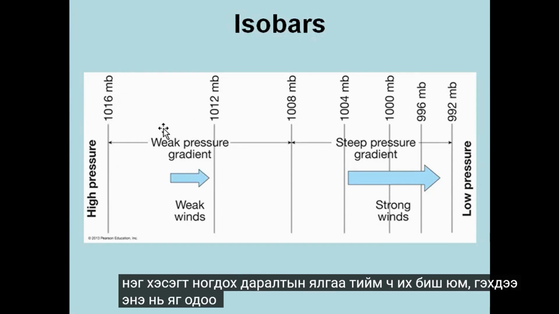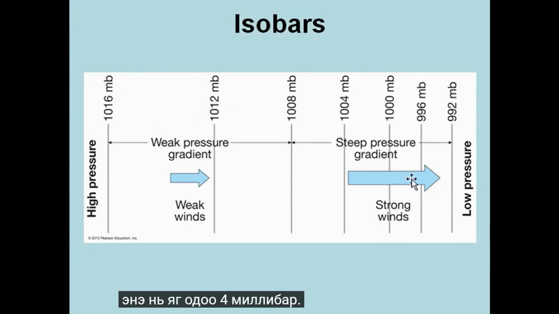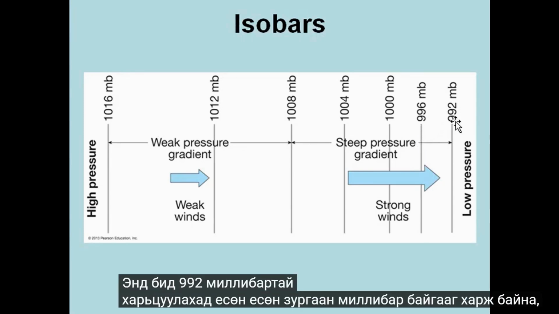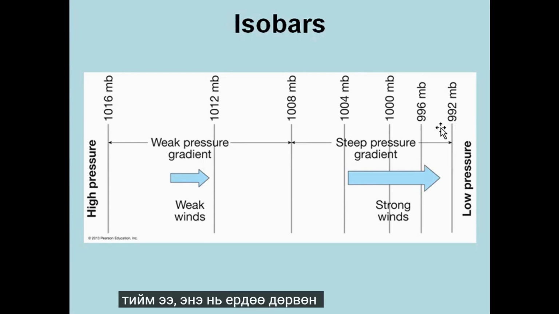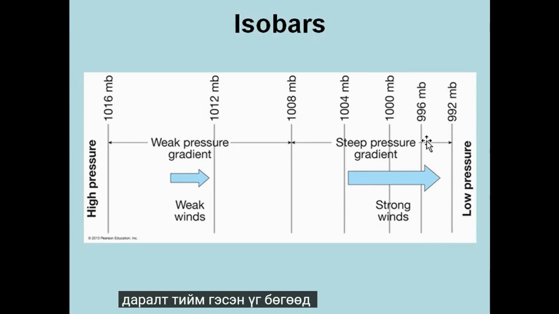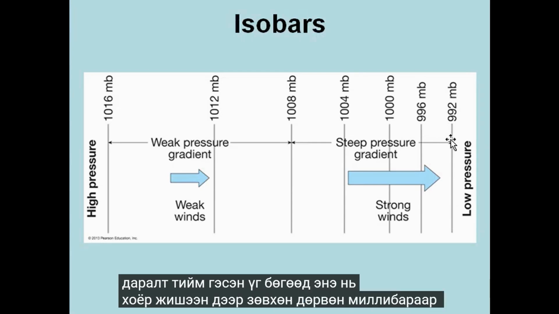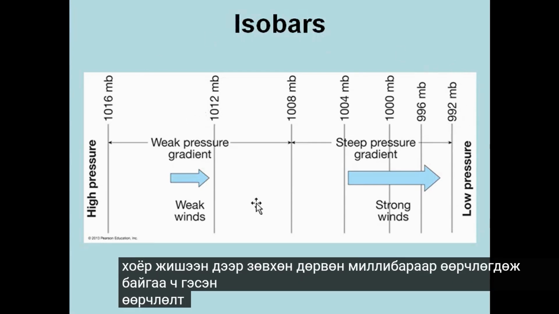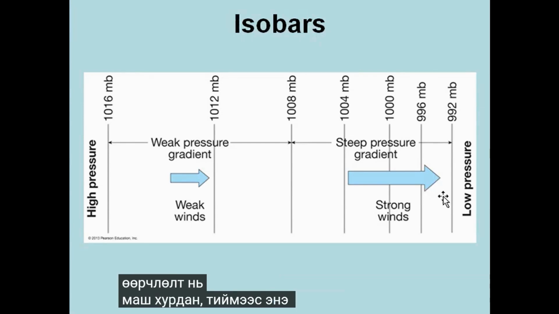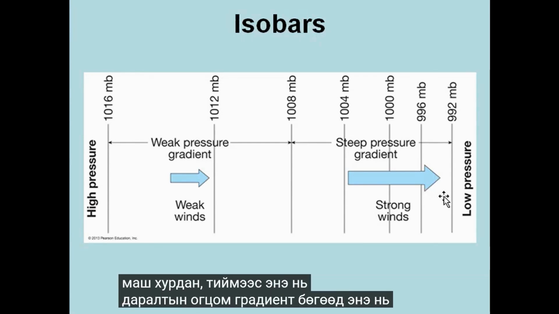So this is really just a 4 millibar difference. But now we go all the way to the right hand side, and here we see that we have 996 millibars versus 992 millibars, and yes, that's only a 4 millibar difference, but you see the space between these isobars is smaller. So even though pressure is changing by only 4 millibars in both examples, you see that the change is quite fast, and therefore that is a steep pressure gradient, and that means that winds are relatively stronger.